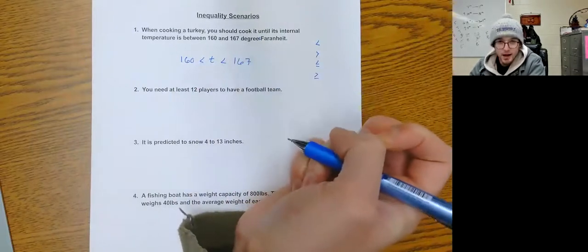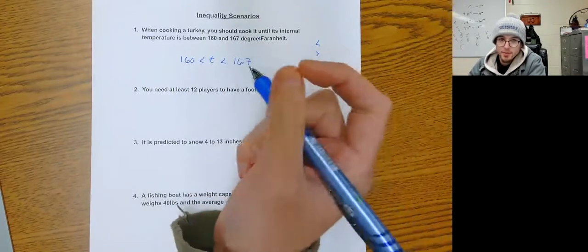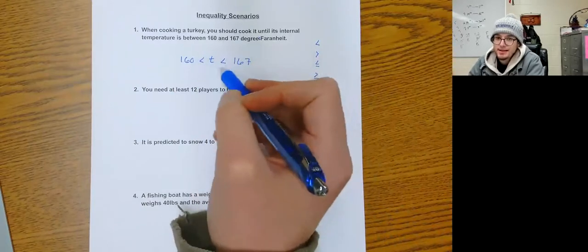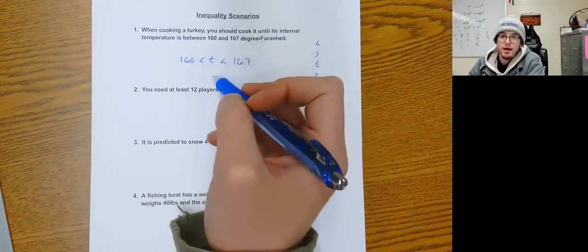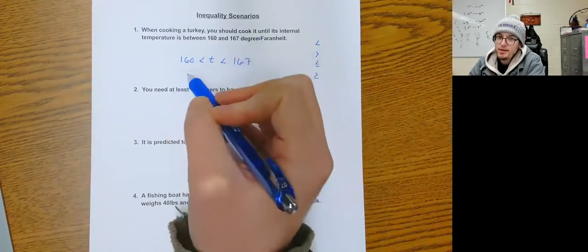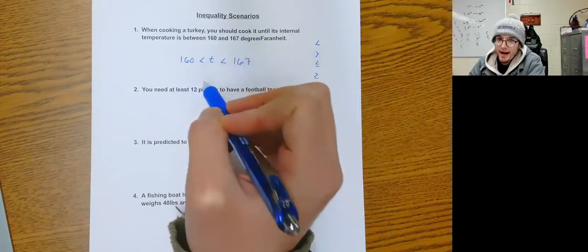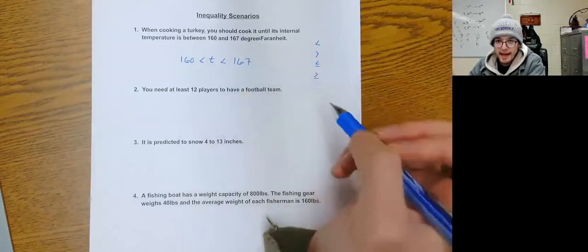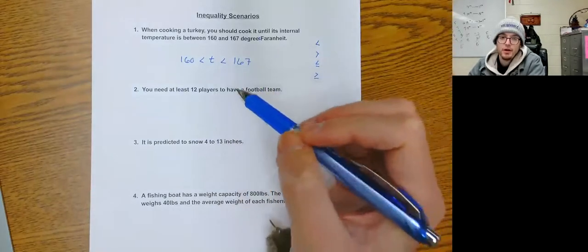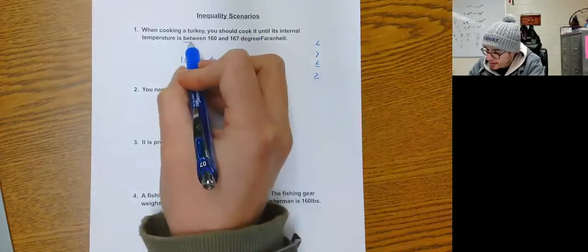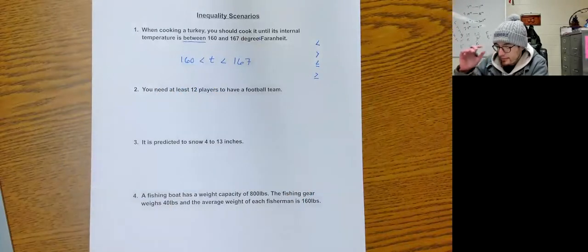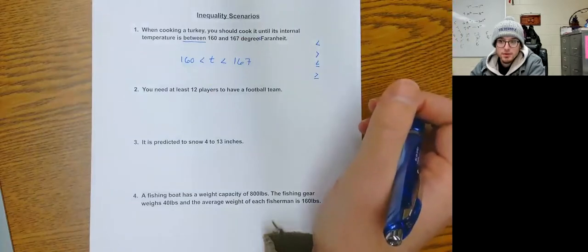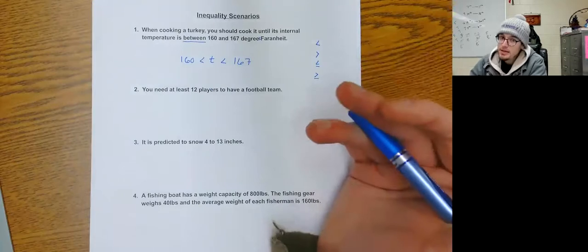The thing is, we have to decide, okay, it's in between those 2 numbers. So it could be 161 degrees, could be 160.5 degrees, could be 166.9 degrees. What we have to decide is, can it be 160 degrees? And can it be 167 degrees? That is, do I need to put little dashes below it? Can it be equal to these temperatures? So you have to look at, what does the word between mean? Between means that it includes it or that it doesn't include it.